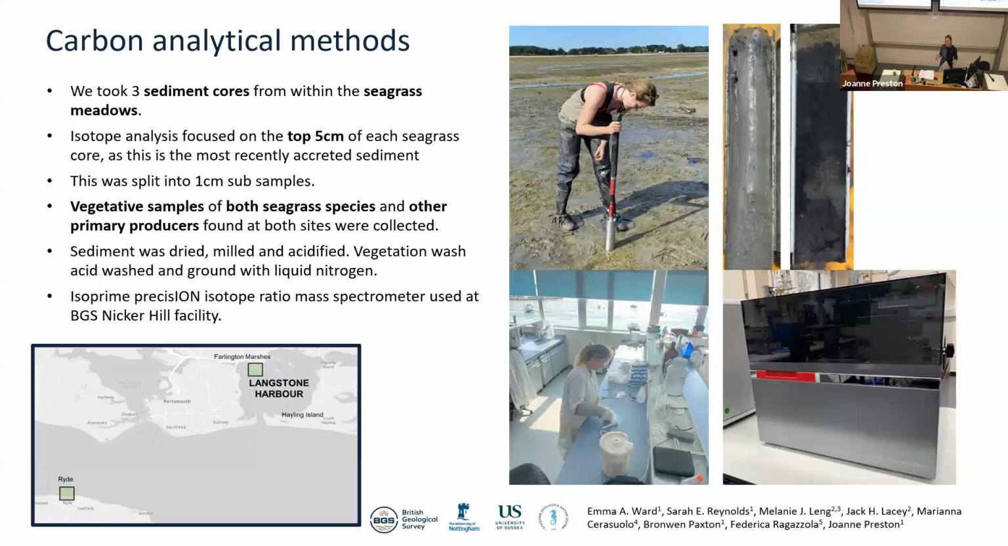And stable isotopes are a really well-established tool for working out where this carbon comes from, using the light and heavy isotope ratios of nitrogen 14-15 and carbon 12-13. So Dr. Emma Ward, who's my postdoc, did this work when she was doing her PhD, and we took carbon cores from seagrass meadows in Langstone Harbour and in Ryde, and we wanted to understand where the carbon was coming from.